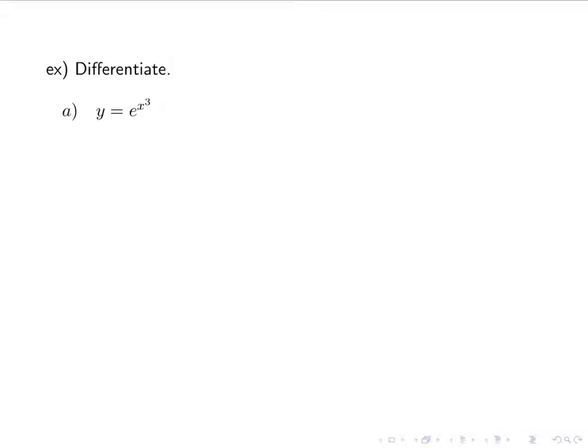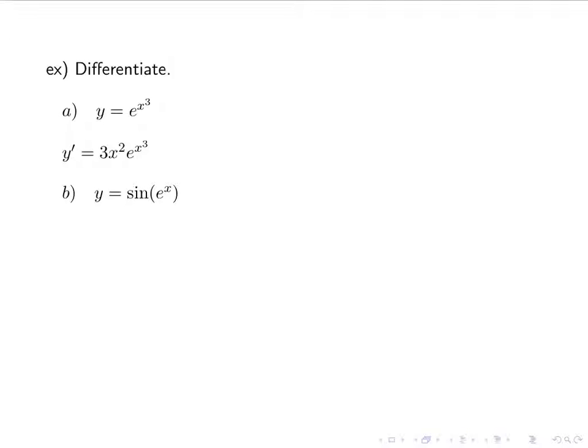So a is y equals e to the x cubed. So in order to differentiate it, we're going to start with the function itself, e to the x cubed, and then multiply it by the derivative of x cubed. So we have 3x squared, e to the x cubed.